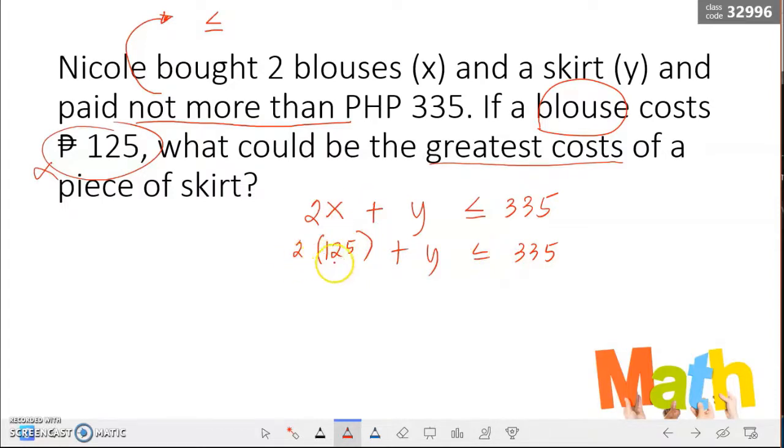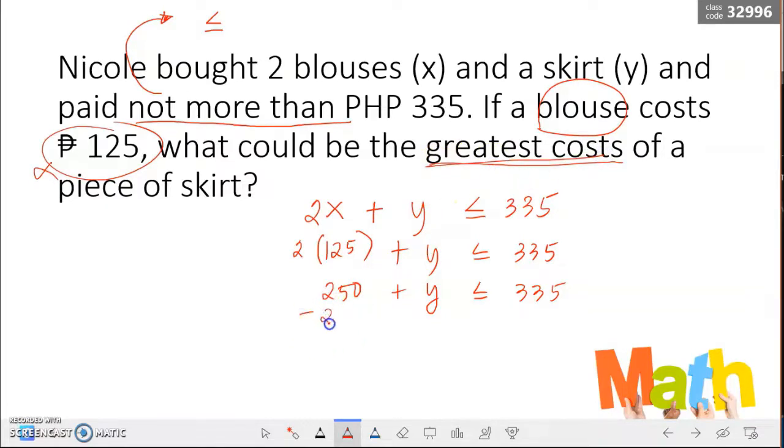So, 2 times 125, this would be 250, right? So, solve natin yung Y. Ito yung presyo ng skirt. So, nakalagay dito, Y is less than or equal to 335. Yung kukunin natin dito, class, yung pinaka-greatest. Okay? Kasi pwedeng mas mababa dun sa mga kuha natin, pero greatest kasi ang hinihingi.